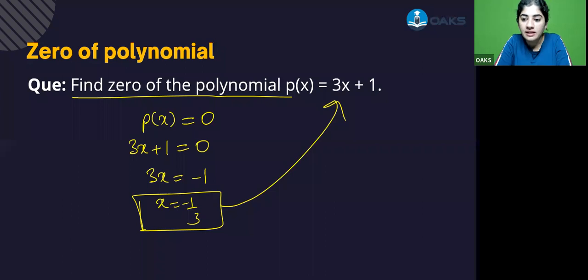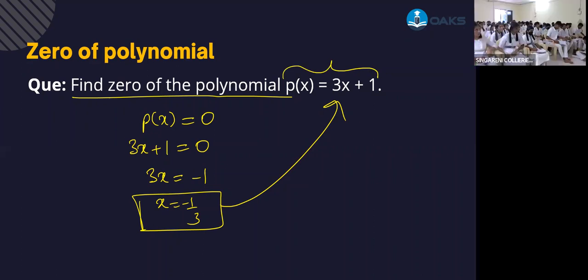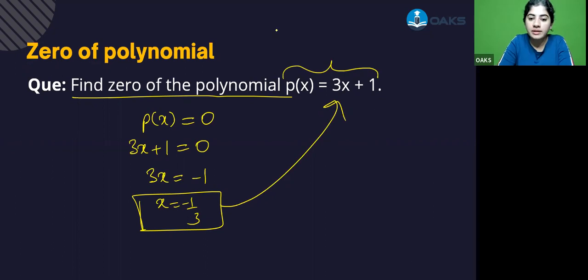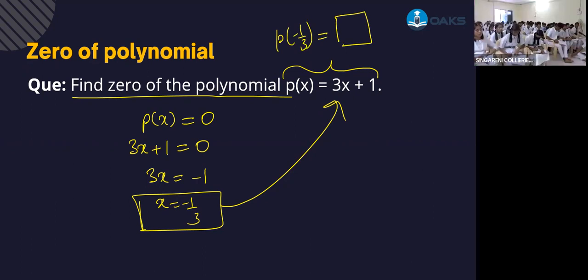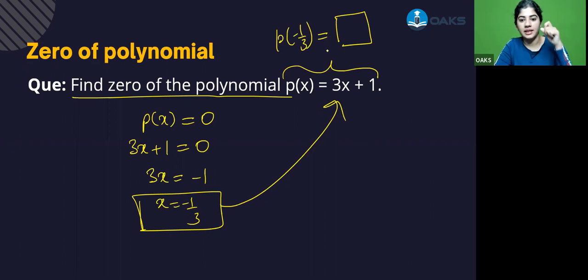Putting x is equal to minus 1 by 3 in this polynomial. Tell me the answer. I want the answer P of minus 1 by 3. What is the value here? Yes, 0. So that is the same thing. If it is given to us in the question to find the value of the polynomial at x is equal to minus 1 by 3, you just put the value and you get 0.